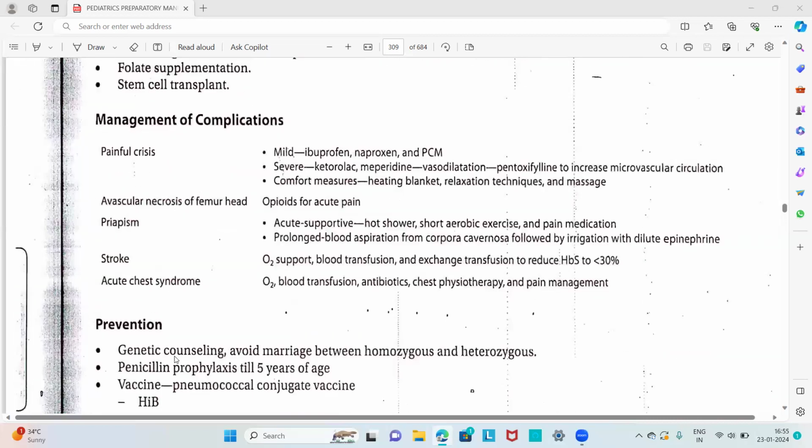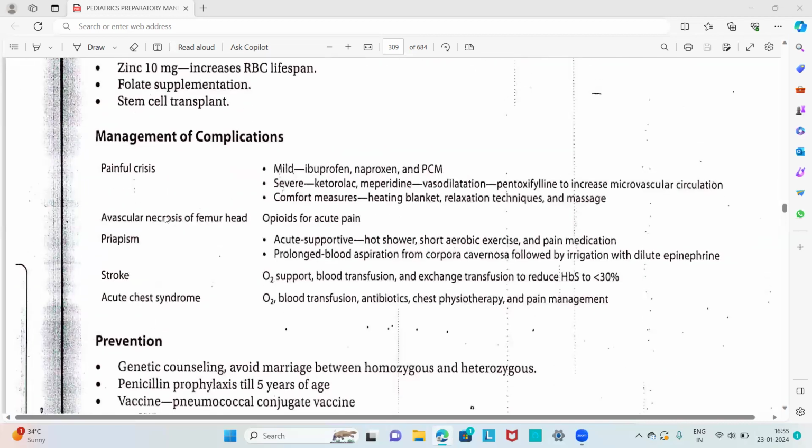Then about the management of complications, we know that there will be complications like painful crisis, avascular necrosis of the femur head, priapism, stroke, and acute chest syndrome. For the painful crisis, in mild cases we give ibuprofen, naproxen, and paracetamol. In severe cases we give ketorolac, meperidine. For vasodilation, we give pentoxifylline to increase the microvascular circulation. And we give comfort measures like a heating blanket, relaxation techniques, and massage.